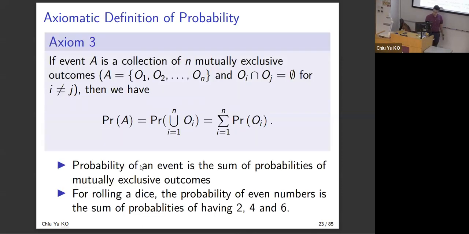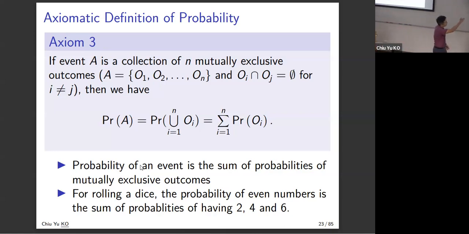Now the last one, of course, is the one that actually has a bite. Otherwise, what are we doing, right? Because the first two are pretty trivial. The last one is very simple. We have an event that consists of mutually exclusive outcomes. Mutually exclusive means that if O1 happens, O2 cannot, and O2 cannot be O3. So if one happens, the other will not. So one of them will happen.